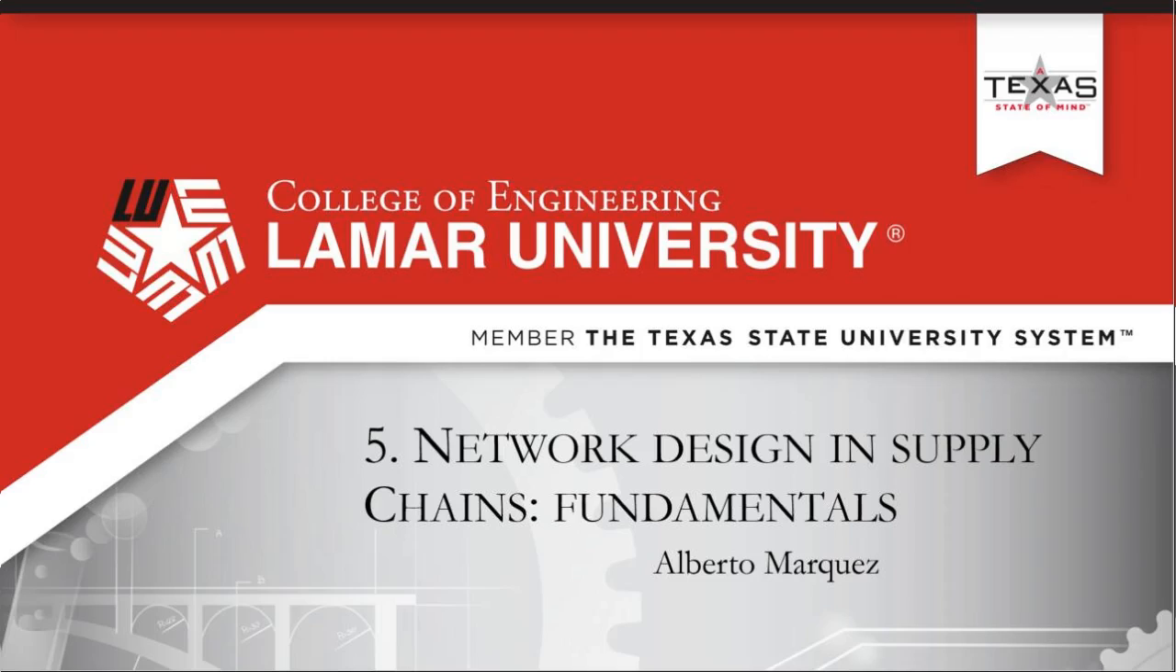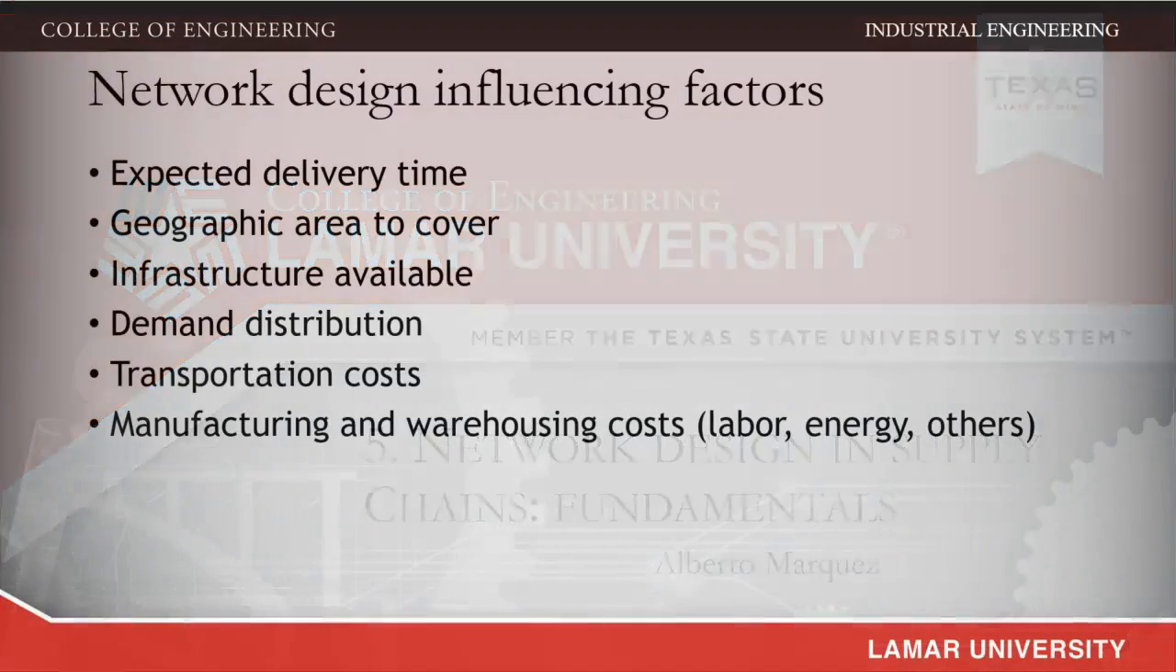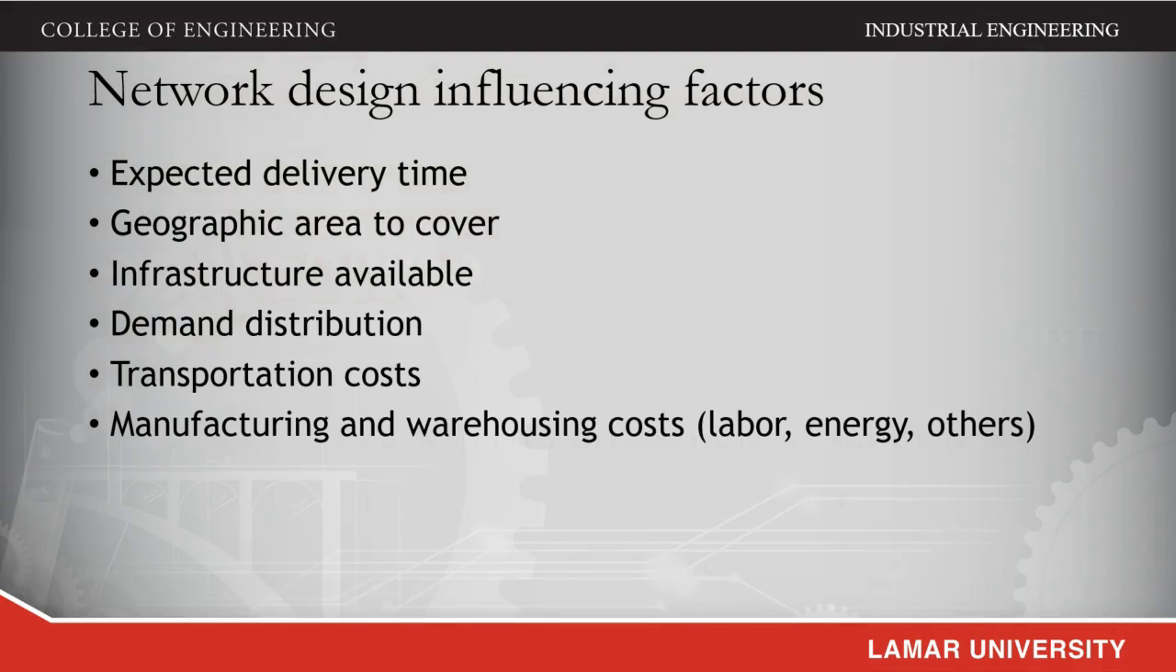In this video, we will discuss the fundamental tools to model networks and how those are used to represent the supply chain network, how they are used to optimize it too. In designing supply chain networks, there are many factors that can influence the decisions that drive the design process of a supply chain network. These factors include expected delivery time, geographic area to cover, infrastructure available, demand distribution, transportation cost, and manufacturing and warehousing costs composed of labor, energy, and others.